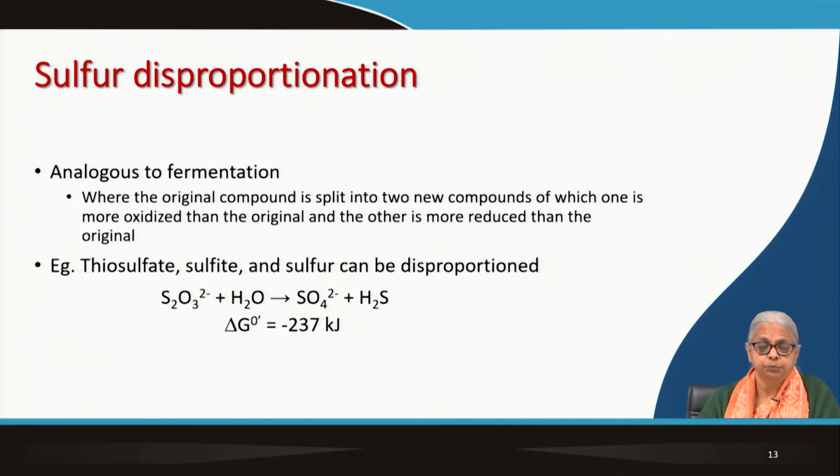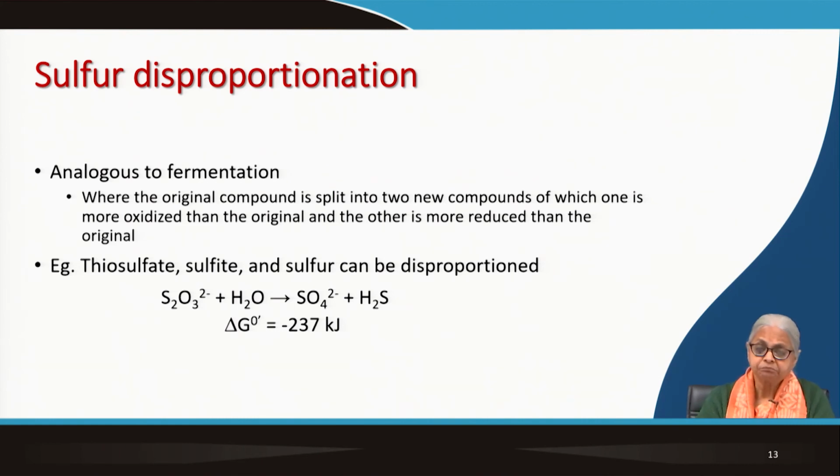Sulfur disproportionation means it is somewhat similar to fermentation. If you remember what I said about fermentation, your starting compound, let's say, is glucose, it will get converted to methane and CO2. Now we are assuming, just for the electron balance, that for each molecule of glucose, you will get 3 molecules of methane and 3 molecules of CO2, just to maintain the electron balance. It's a very simplistic way of looking at things.